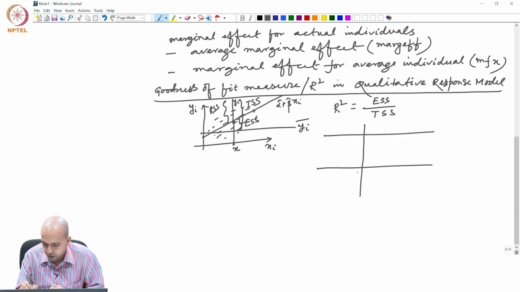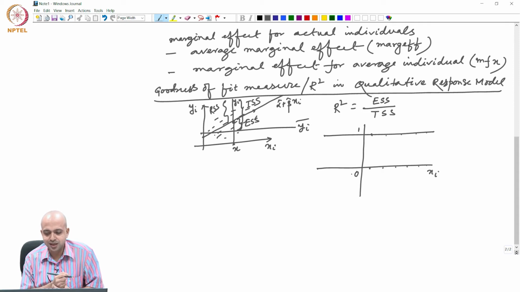In this axis, let us say I am measuring xi, and this is yi, and this is 0, this is 1. So, that means for any value of x, you are either here or here. That means your probability is here or here; either the event will happen or not happen depending on your x value, let us say that is income. So, that means there is no scatter plot.